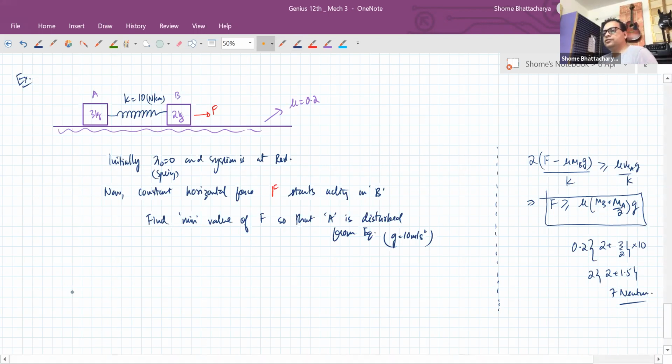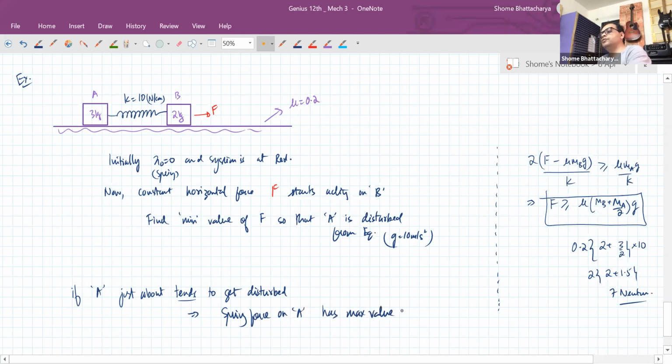So basically it is like this, that if A just about tends to get disturbed, okay, that means that the spring force on A has the maximum value of mu into MA into g. When the spring force reaches its maximum, at that instant, it's equal to the limiting friction on A. Okay.